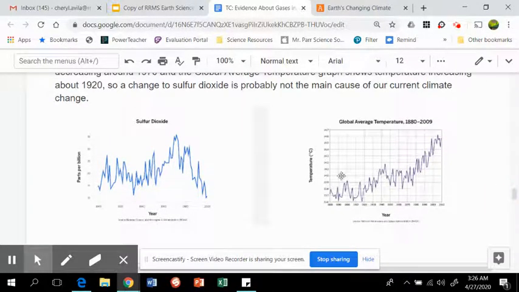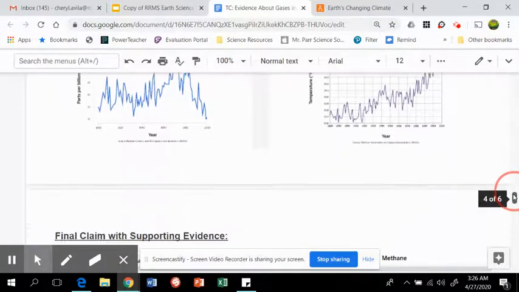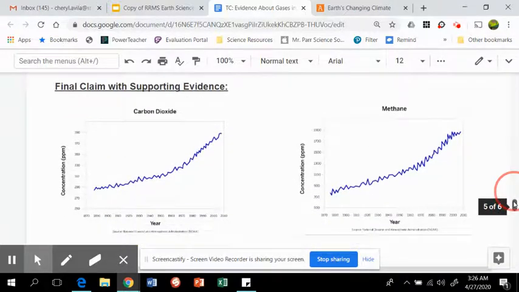So when we look at actual data, sulfur dioxide started decreasing about 1970. I'm sorry, I think I may have said increasing, but it's decreasing. We're seeing a downward trend here. But when we look at global average temperature, the global average temperature has been increasing since about 1920. So sulfur dioxide could have had a part in this, but it's probably not the main player. All right, let's continue on.